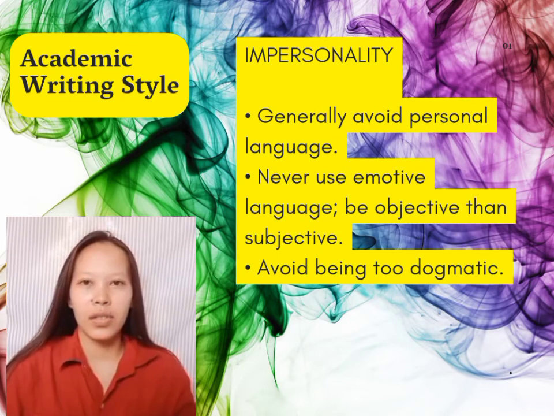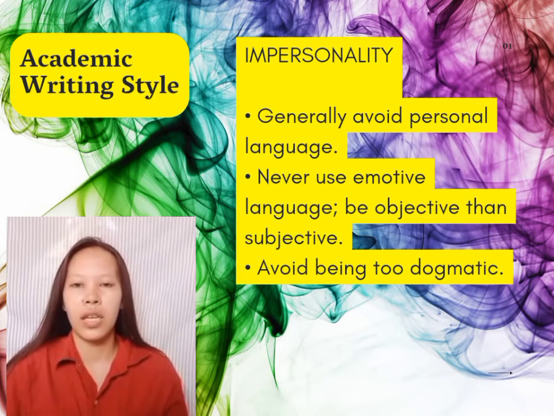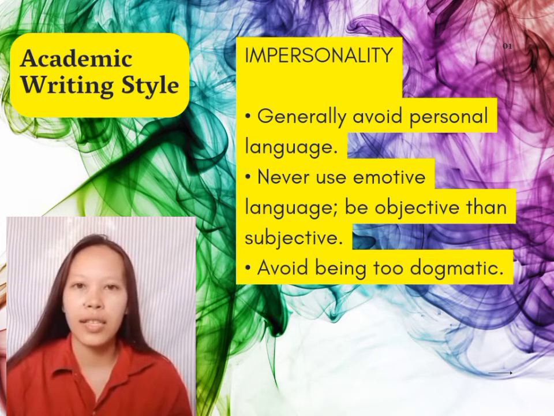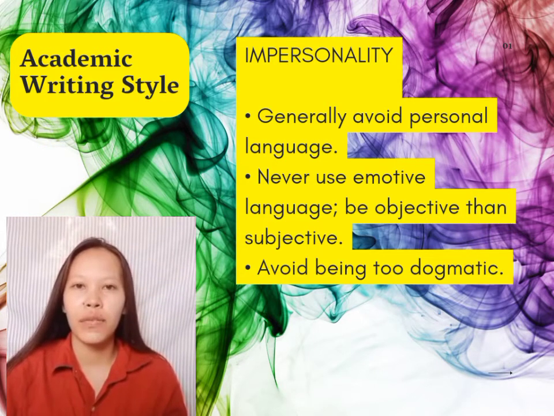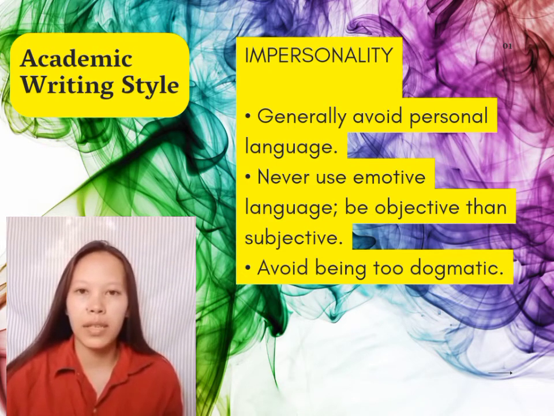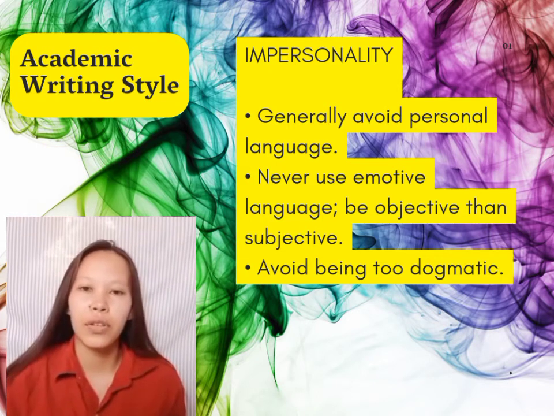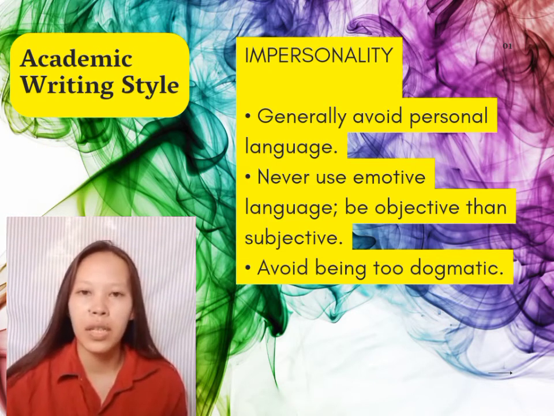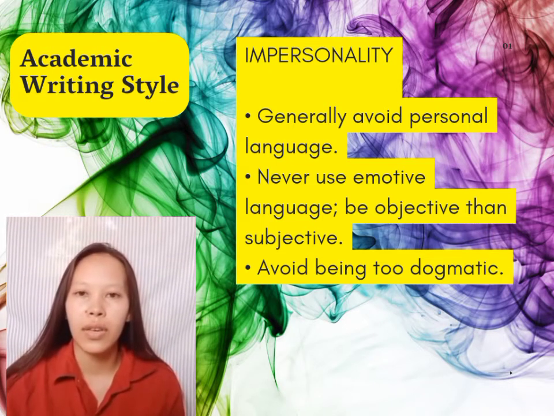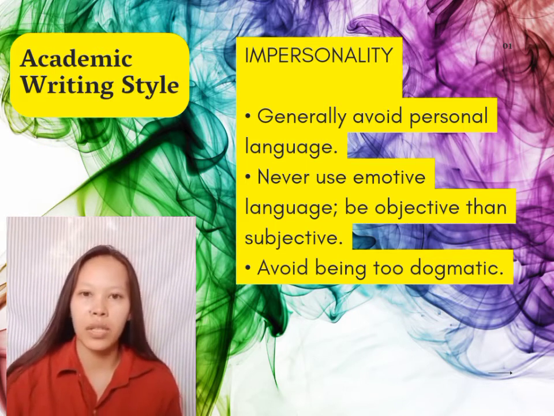The next one is impersonality. Generally avoid personal language, which uses personal pronouns like I, we, us, you. You should avoid using the first and second person point of view because this will sound too personal. Next is never use emotive language. Be objective rather than subjective. It is more objective if we do not use emotive language.